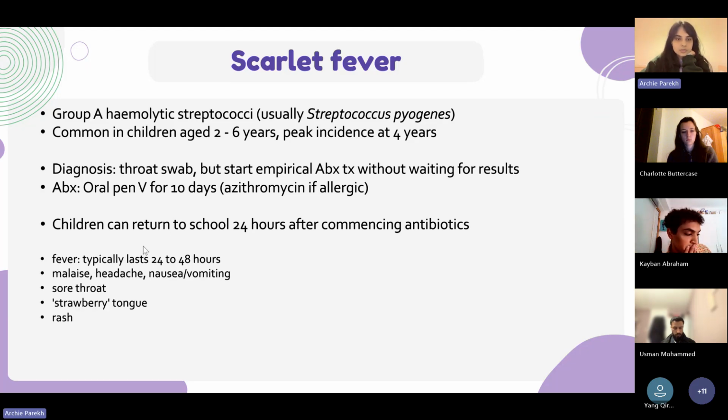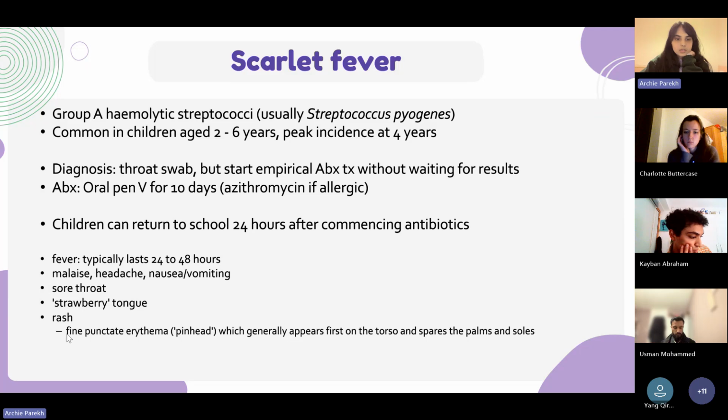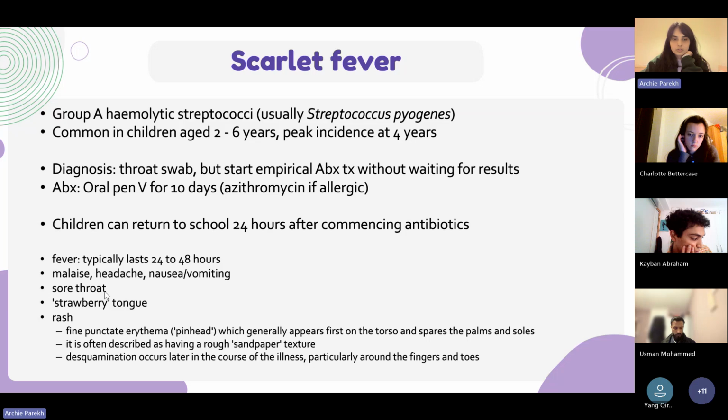These are just some of the symptoms that you can see with scarlet fever. But remember, if they describe the rash as quite rough and sandpaper-like, along with strawberry tongue and sore throat, you're going to think of scarlet fever. And desquamation occurs later in the course of the illness. And remember, it usually occurs in the palms and the soles of the feet.